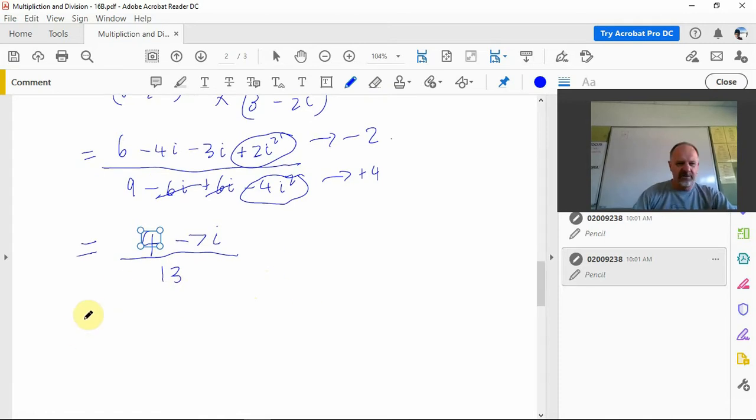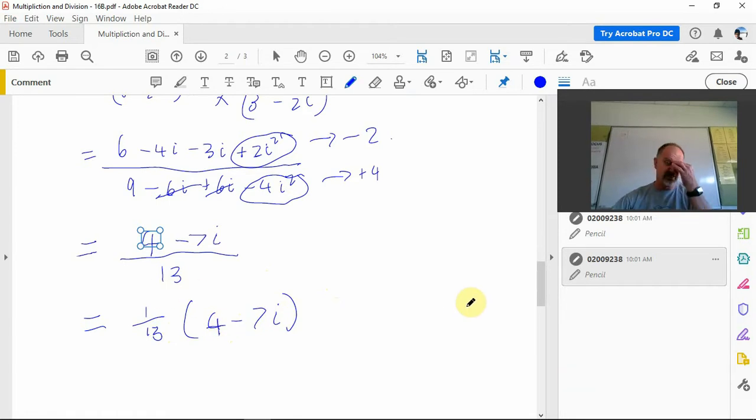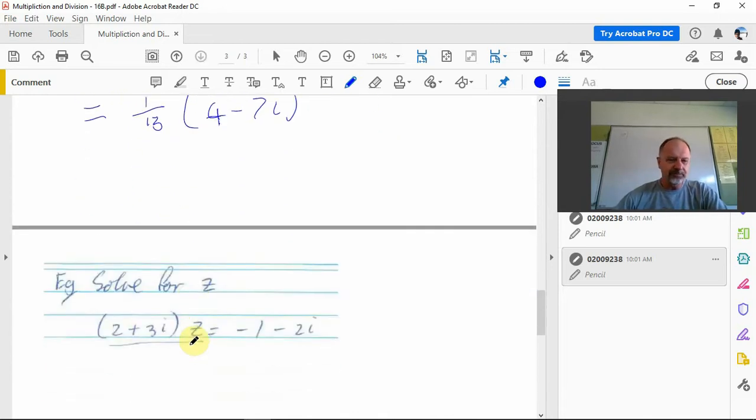And often you'll see it written like this. Not sure whether you'd call that a convention, but you'll often see things written like that with that fraction part taken out. All right, so there's that. Let's have a look at some other examples.